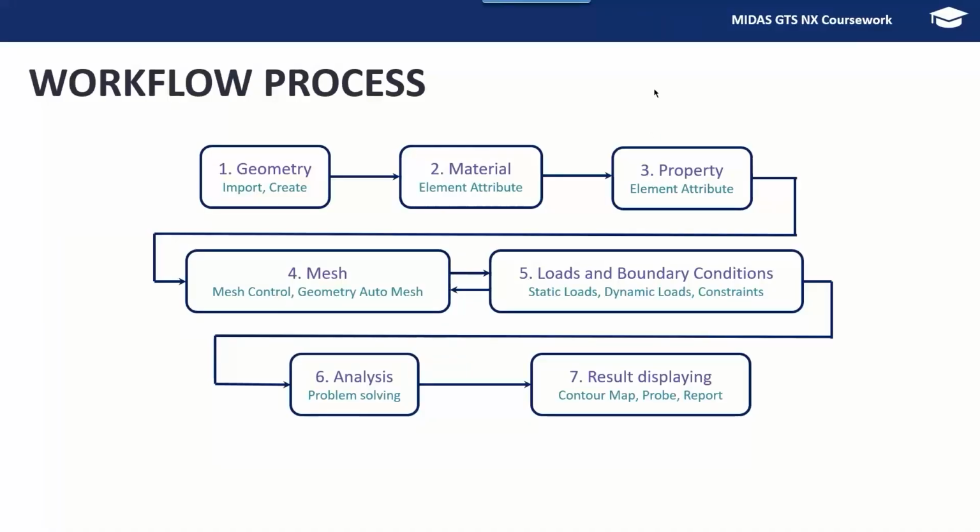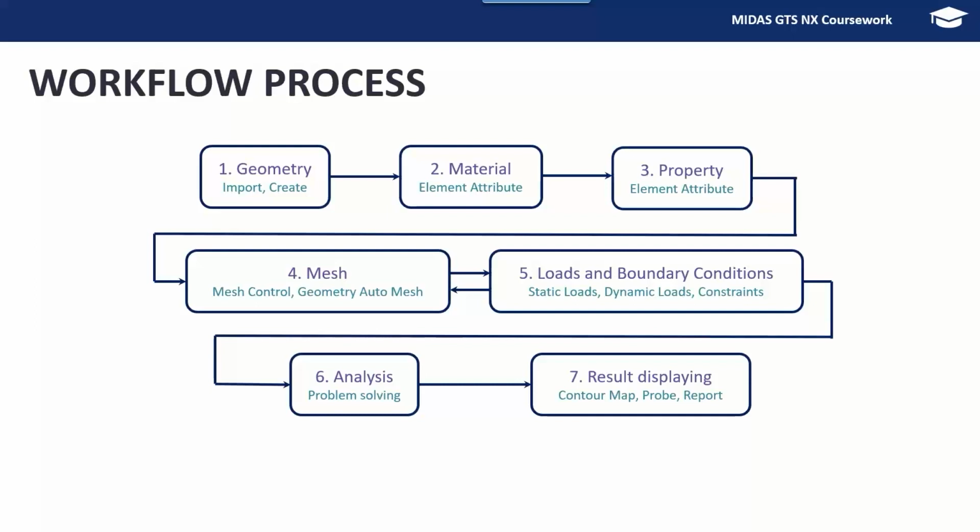So the workflow process of any finite element program is fairly simple, and it always remains the same for any software that you want to use. You will start with the geometry, where you can create your own geometry or you can import your CAD file. Then you develop your material properties, your element attributes. Then you develop your properties in GTS NX, where you assign a 3D, 2D, and 1D property to various things like the soil body or the segmental lining, or let's say you have rock bolts or any beam properties or truss properties.